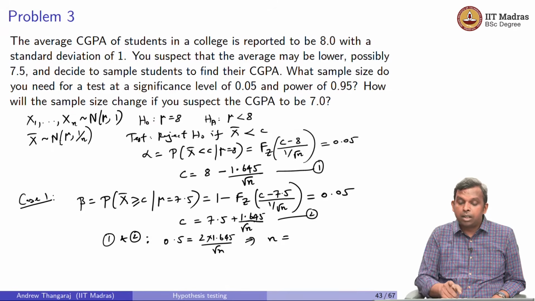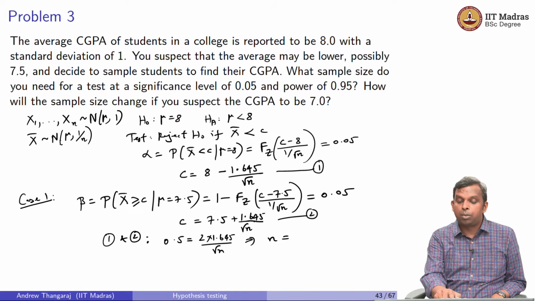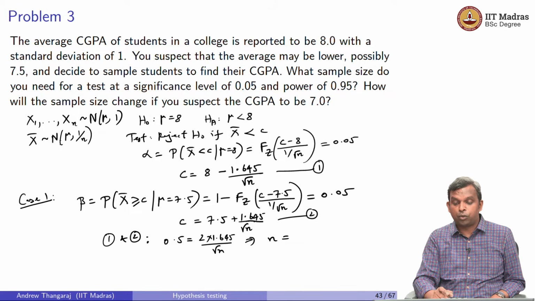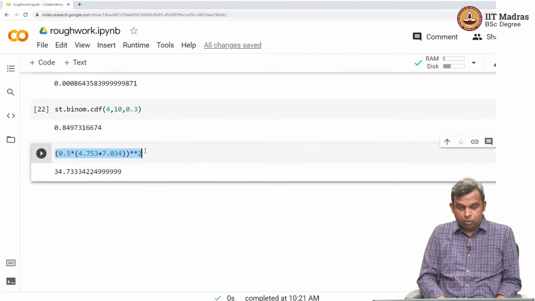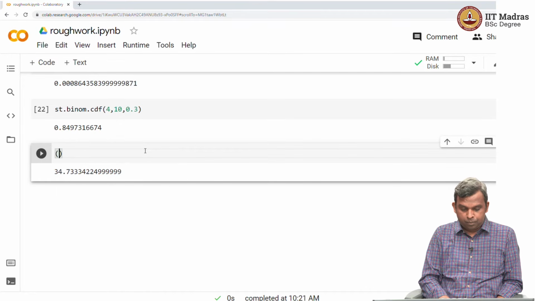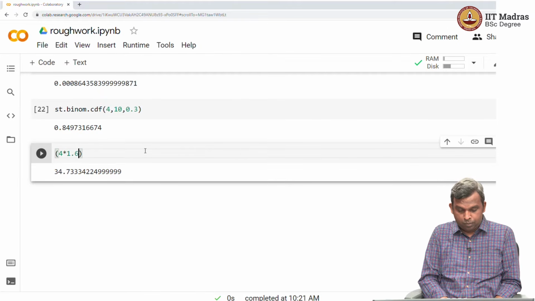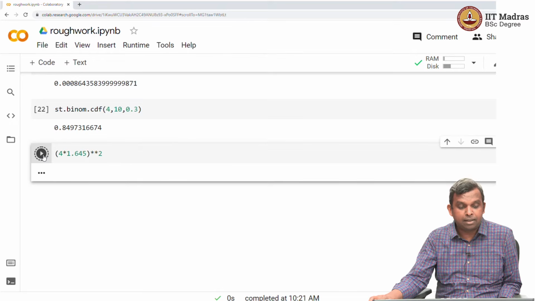What is the formula here? 2 by 0.5 is 4. 4 times 1.645 squared, right? 4 times... So it's not too bad. You're getting some answer here.